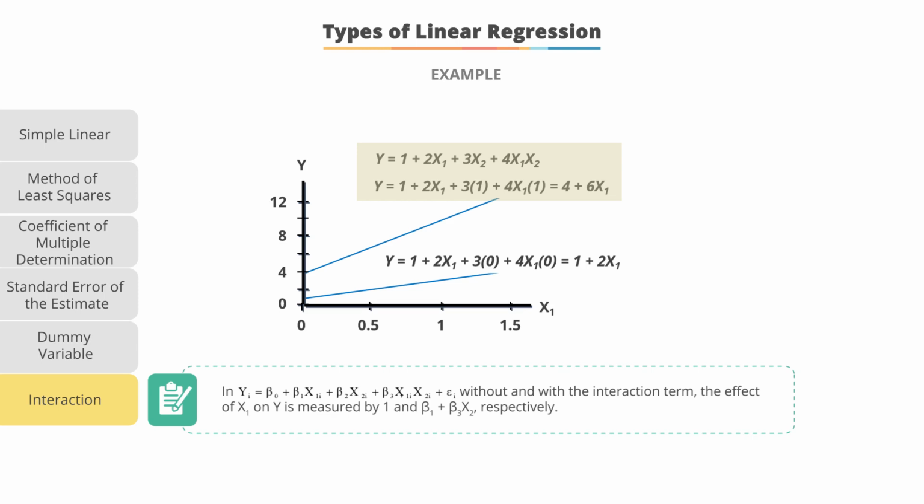Let's say we're building the model to where x2 is set equal to 1. So we have y equals 1 plus 2x1 plus 3 times 1 plus 4x1 times 1. And so when x2 is equal to 1, the slope of that model is 4 plus 6x1. When we have it where x2 is equal to 0, we see it's 1 plus 2x1. So the slope is minimized. So the effect of x1 on y is measured by b1 plus b3x2, respectively, in this lower model.